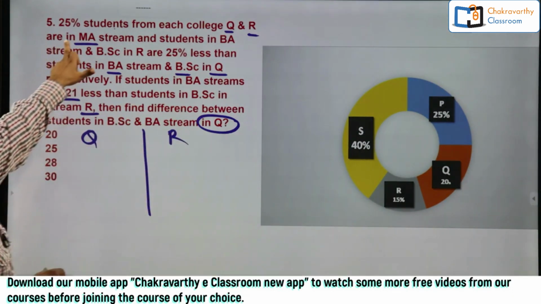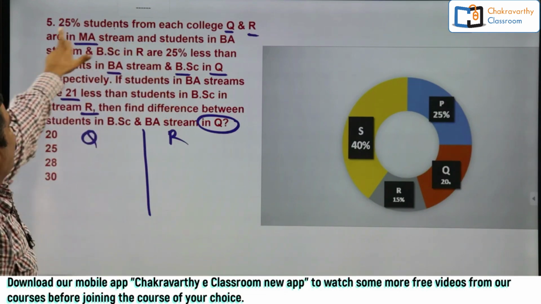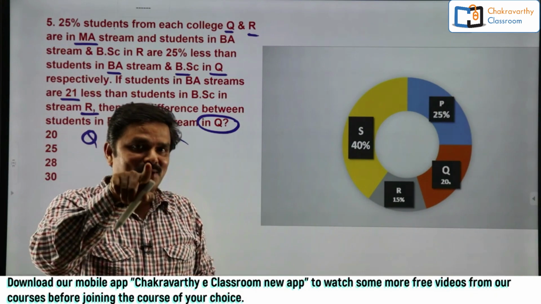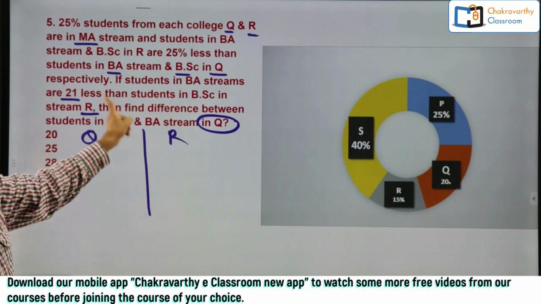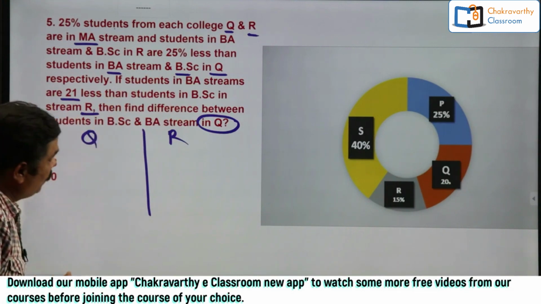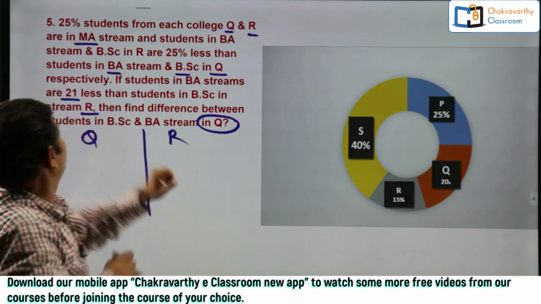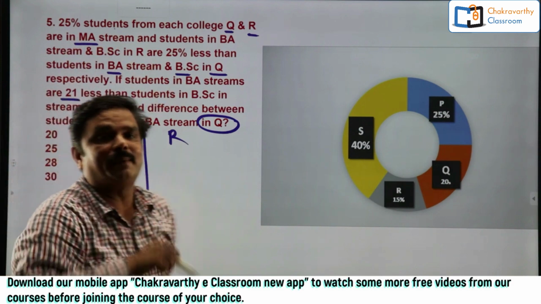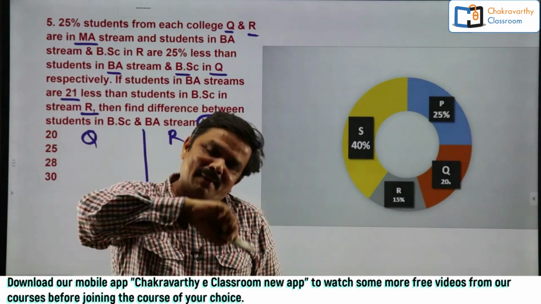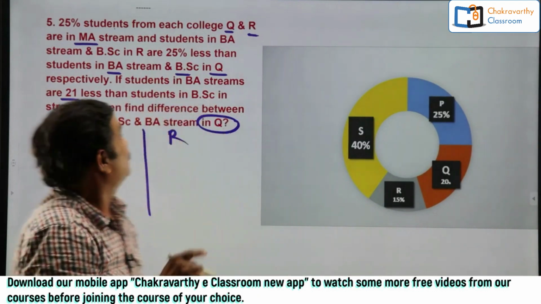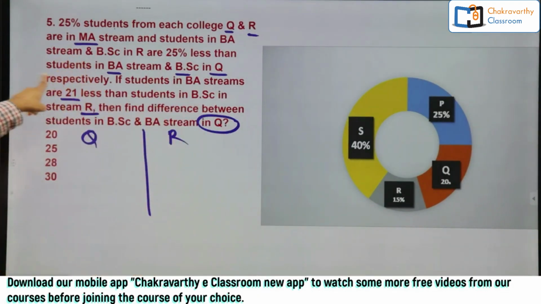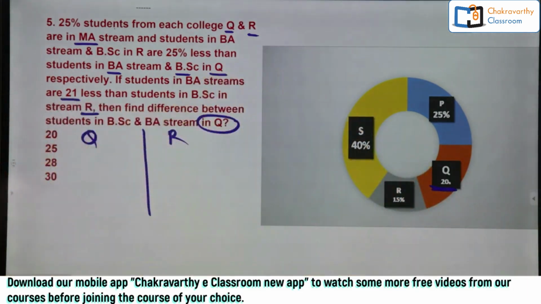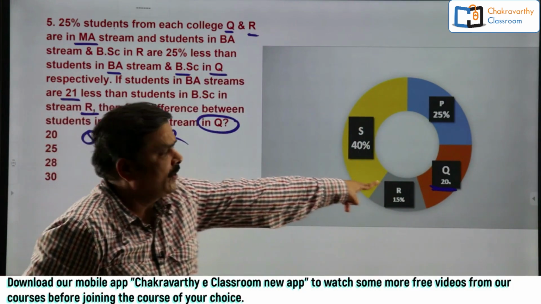In Q, they have given that 25% of the students are from the MA stream. But the question is not based on MA. The question is based on BA and BSc. So bring your focus to BA and BSc. When 25% of students in Q are from MA, the remaining 75% are from BA and BSc. 75% of what in college Q? Actually college Q is 20% of 400. I need 75% of 20%.